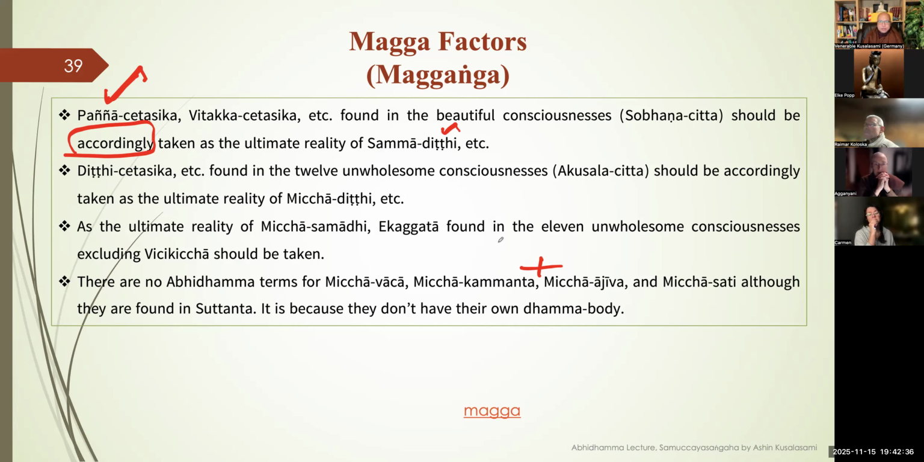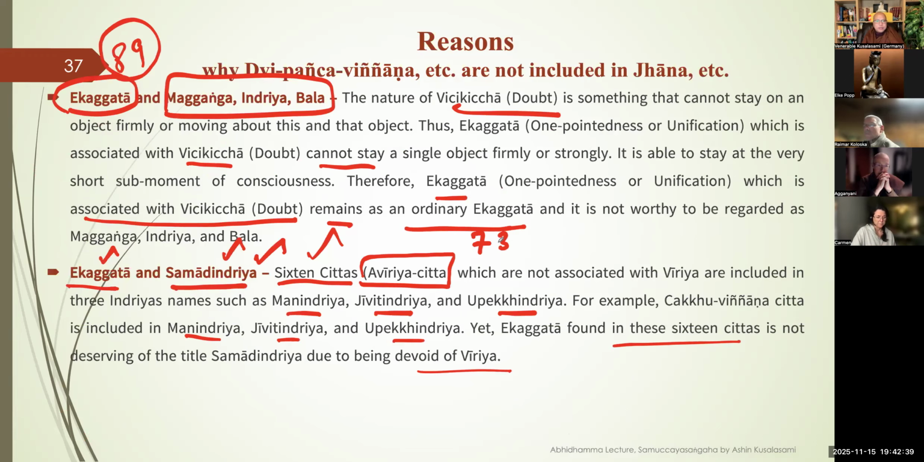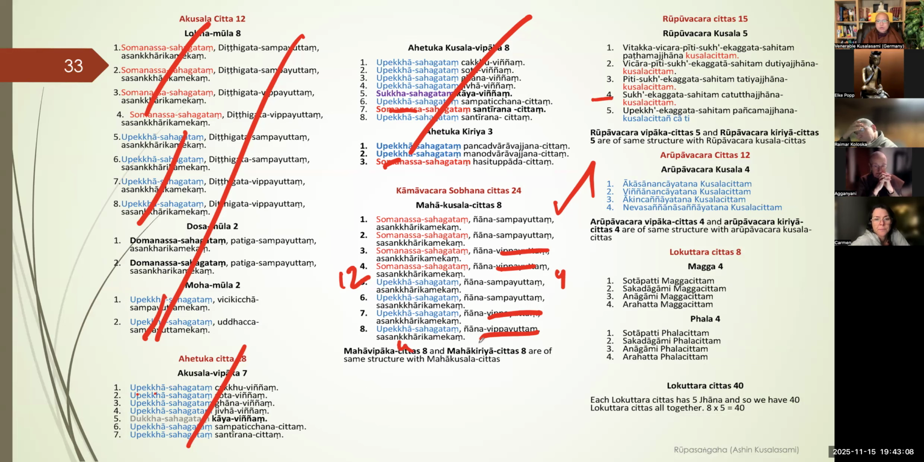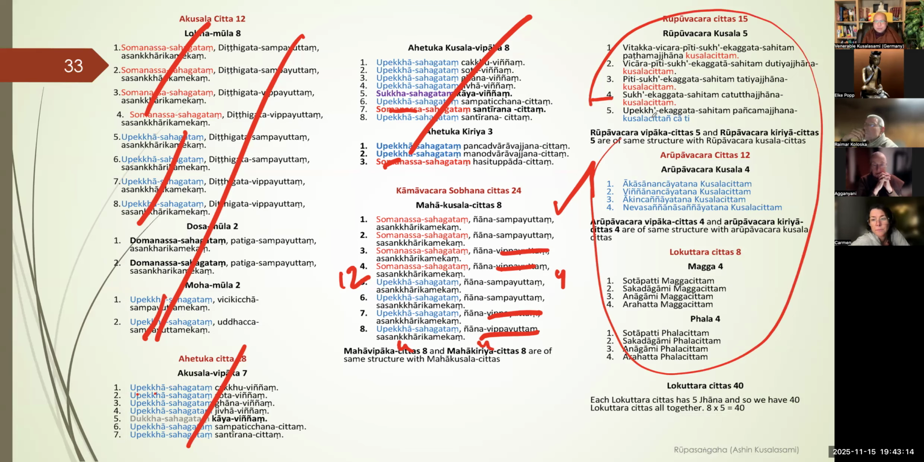So 47, yeah, 47. Let me show you. Panya cannot be found in the unwholesome akusala, or ahetuka. In the mahakusala, only Jnana Sampayutta, no Jnana Vipayutta. Only Jnana Sampayutta. Here the rest are associated with the Panya. So all together must be 47.